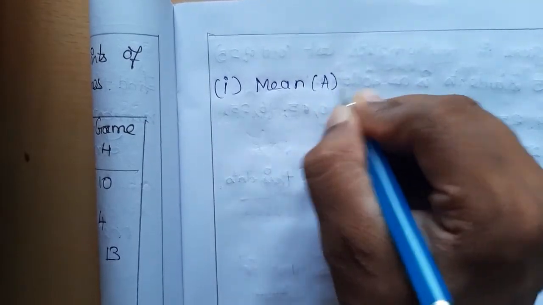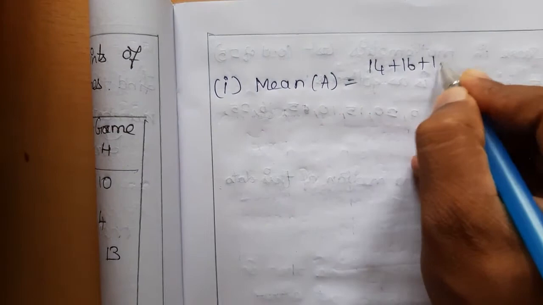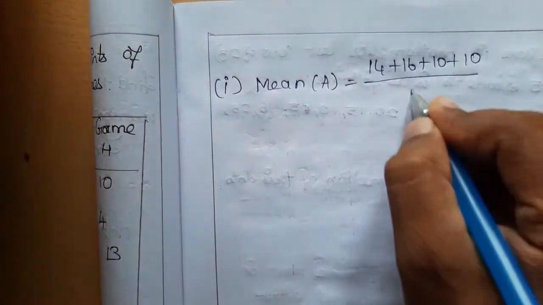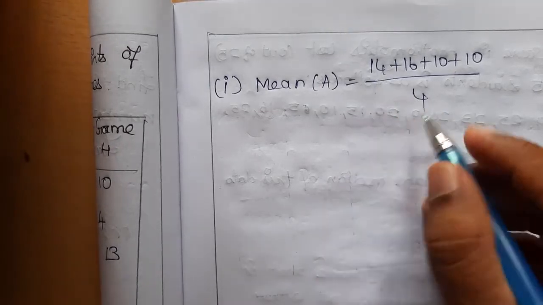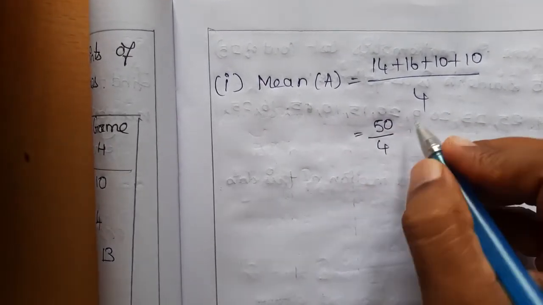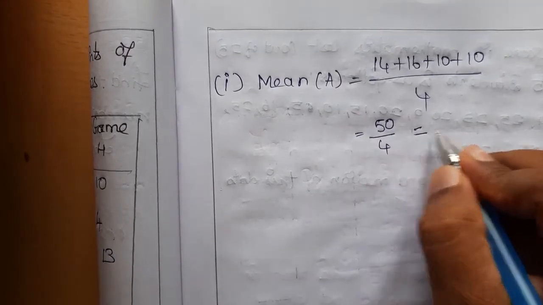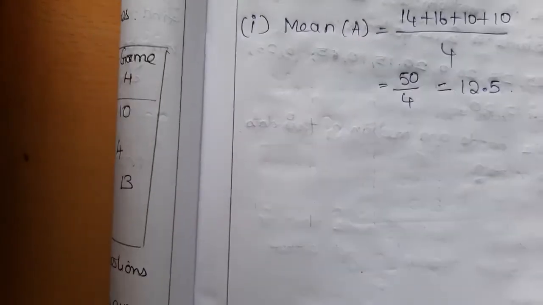Mean of A is equal to, just add all the things, 14 plus 16 plus 10 plus 10. So totally how much is that? 4 observations, right? So if you add, what will we be getting? We will be getting 50. 50 divided by 4. So if you divide 50 by 4, you will be getting 12.5. Right? What is the next question?